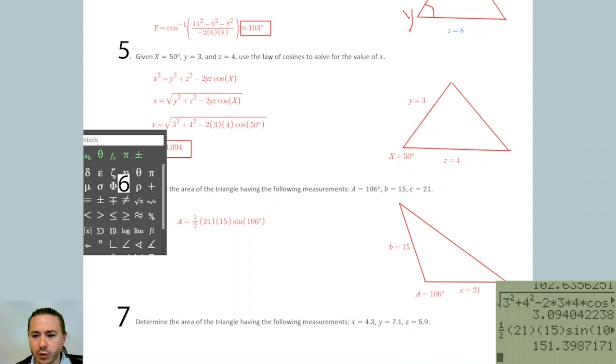And it looks like we get 151.398. Really, let's be clear here, this is the area. So the area is going to be approximately 151.398. It's going to round up to 399.